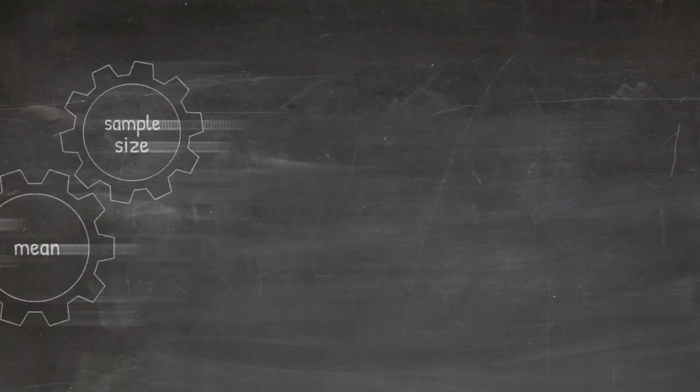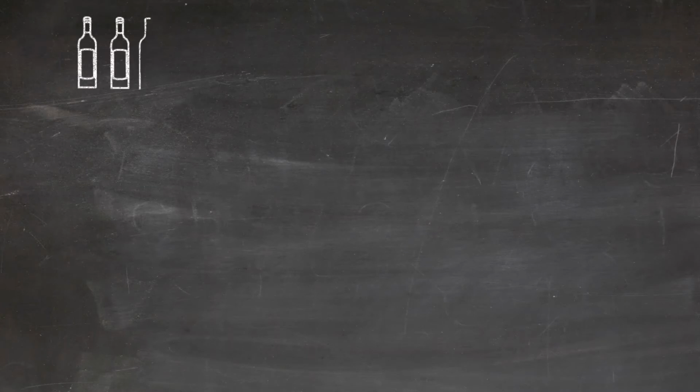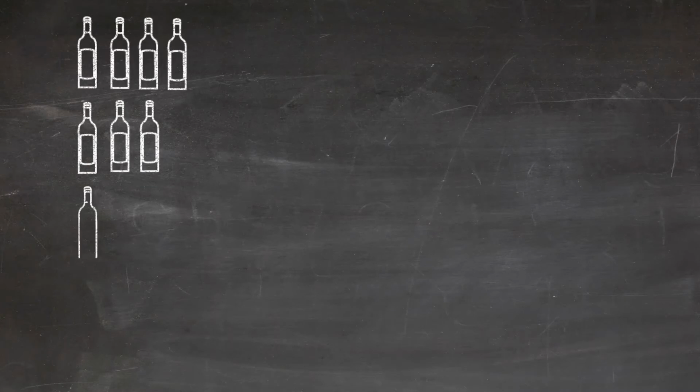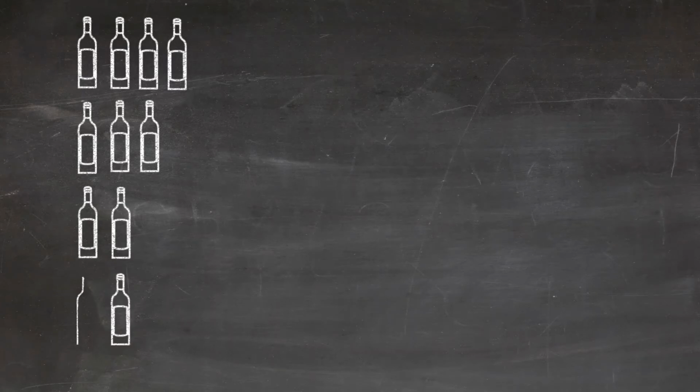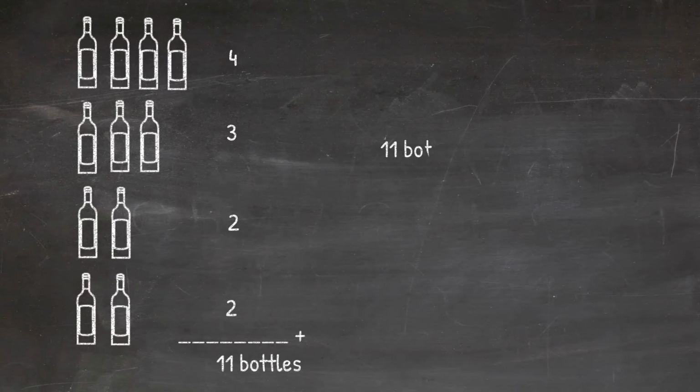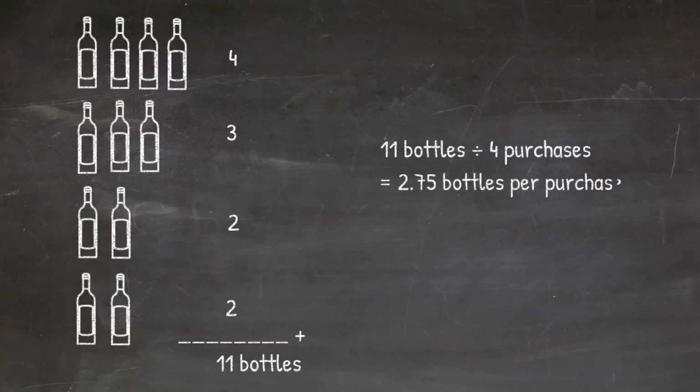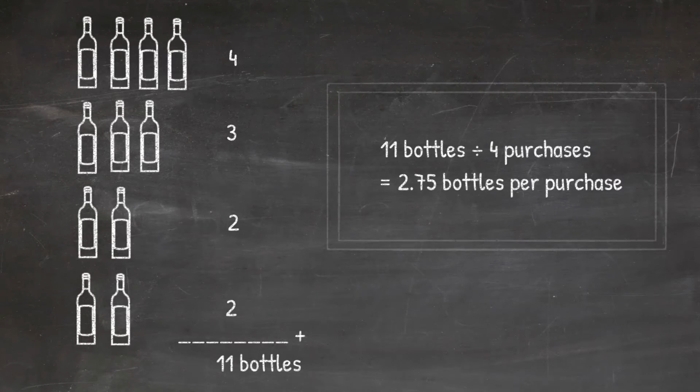To show you how it works, let's take a simpler example and say that the customers bought 4 rounds of drinks, making 11 bottles in total. To calculate the mean number of bottles per purchase, the staff would just divide the total number of bottles sold, 11, by 4, the number of purchases. So the mean would be 11 divided by 4, or 2.75.